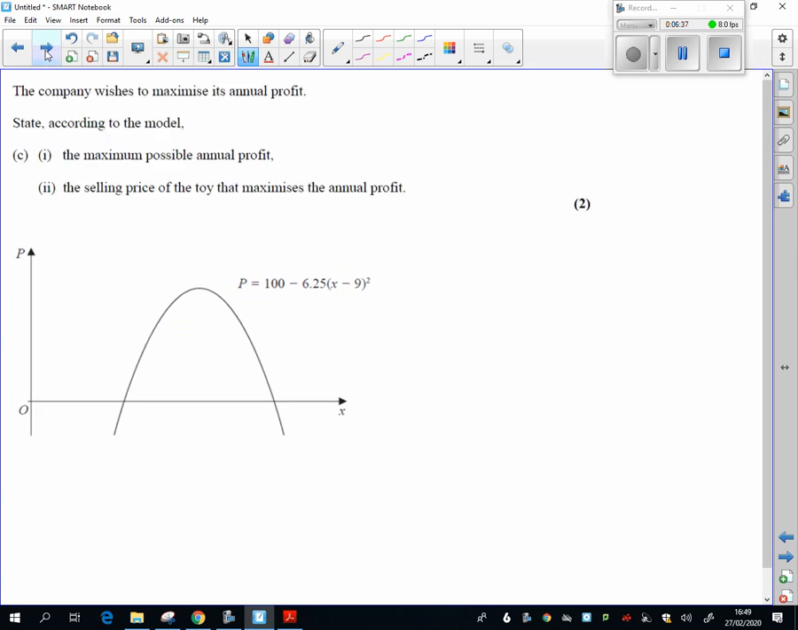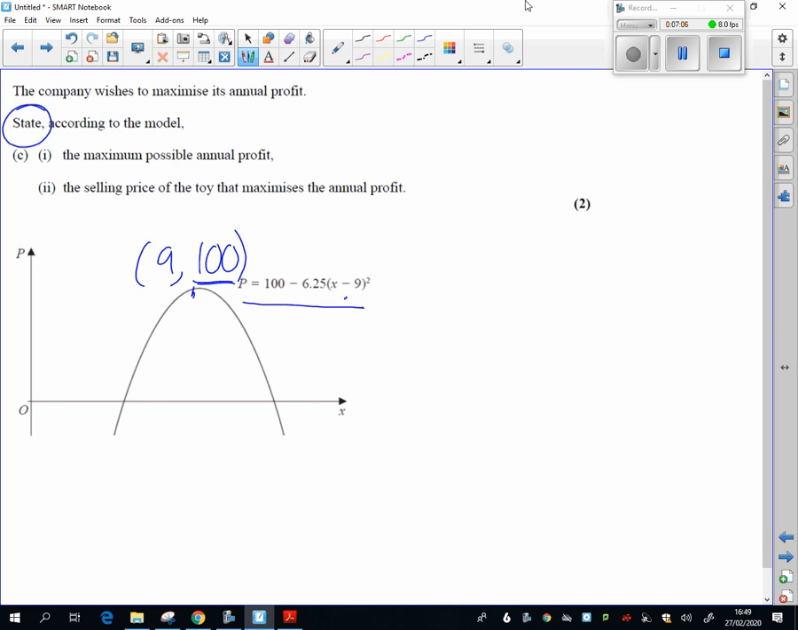Okay, and then the last bit of this question. Now, there's a bit of a clue in the wording of this one. If it says state, it implies that there really isn't anything you should have to calculate. So the answer is there for you. It's just up to you to interpret. So this is a quadratic. It's in completed square form. So its vertex is at 9, 100.